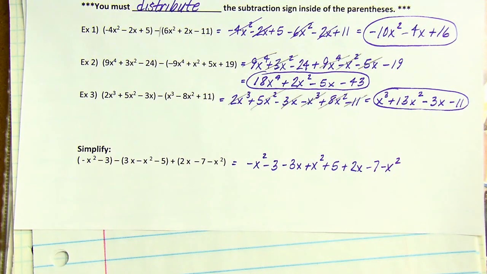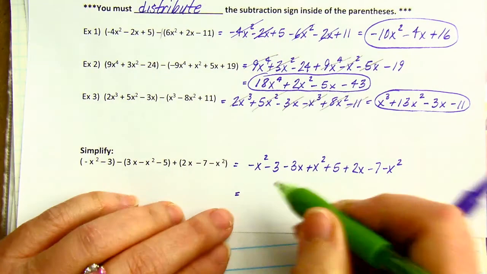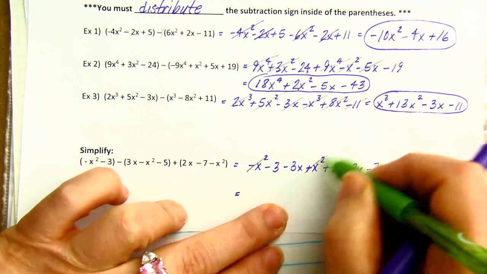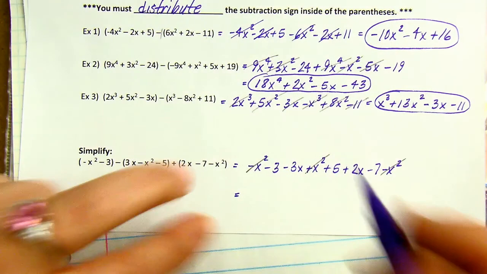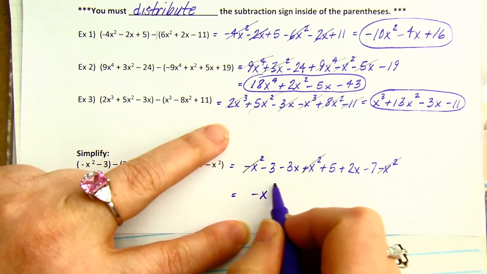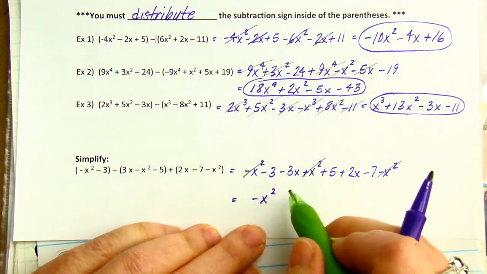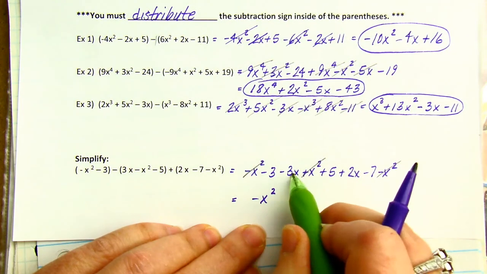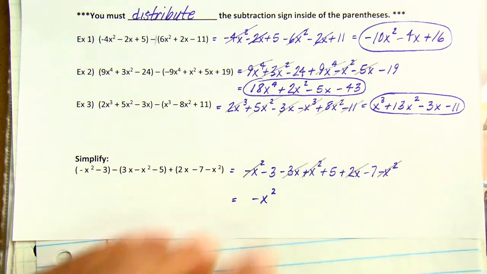And now I'm going to combine my like terms. I see the highest power is 2. That's got to be the leader of the pack. So I've got negative x squared plus x squared. Well, that's 0. And then here I got negative x squared. So that's all I could do with it. Negative x squared. Linear terms is x to the power of 1. 3x, that's negative, plus 2x is going to be a negative x.